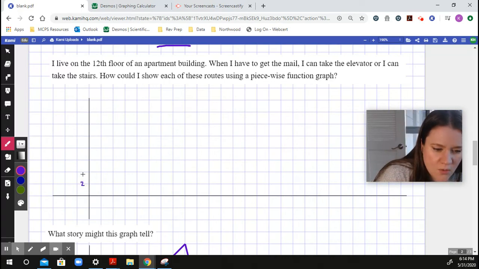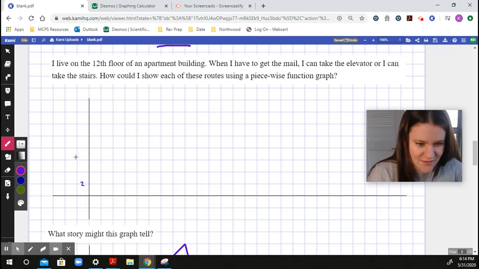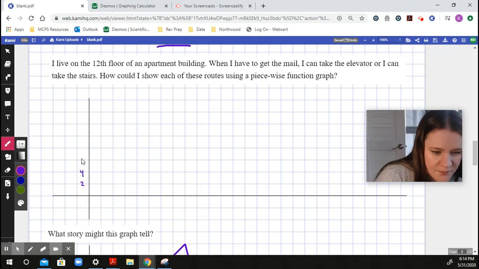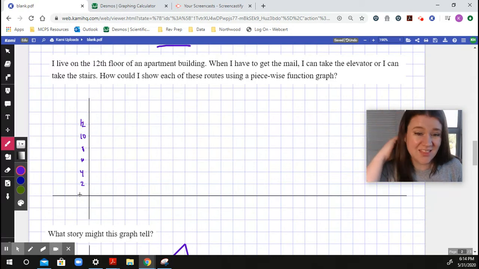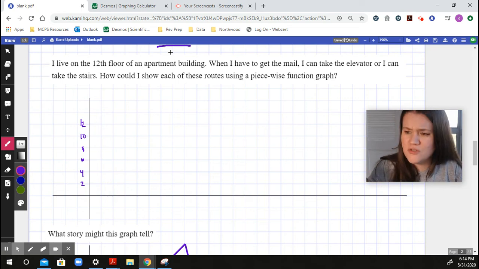And why did I know that this was going to happen? Why did I put my floors over here? Well, I know that what floor I'm on is going to depend on if I've gone to get the mail yet or not. So 4, 6, 8, 10, 12. All right, I know I live on the 12th floor, right? Oh, and I'm trying to do 2 different graphs here. So let me slow down.